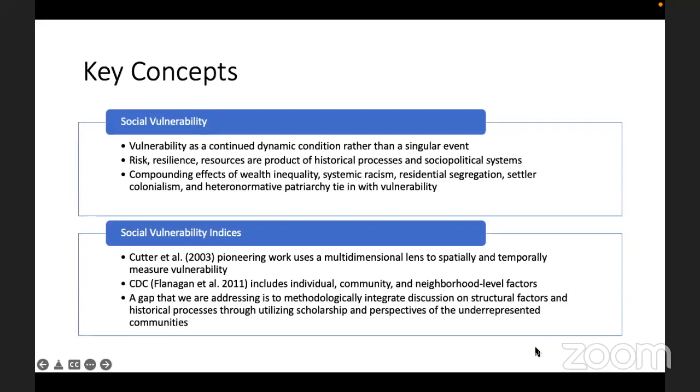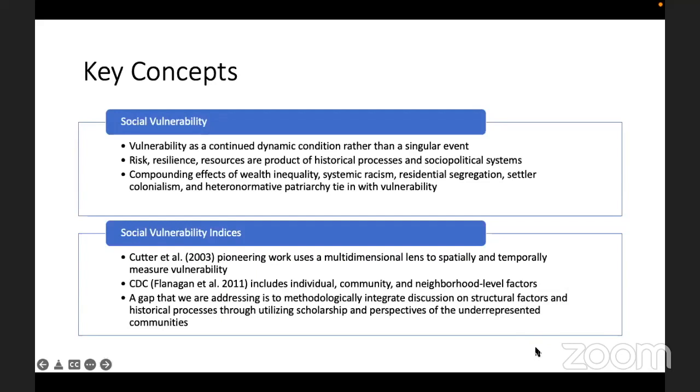And we appreciate that vulnerability is not just a single event. It's a host of not only events, but the circumstances the people are put in, the conditions the people have been in. And so when we talk about things like risk, resilience, resources, and even things like emergency resource allocation, that has been very socio-politically driven.